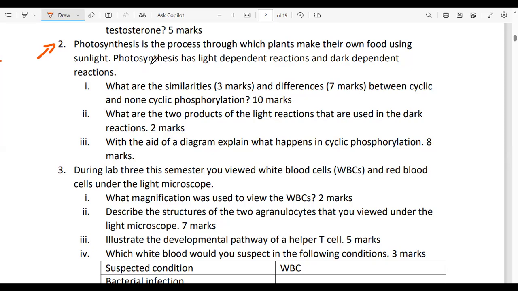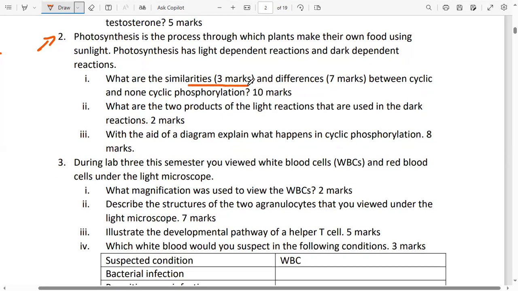phosphorylation? You can see that on the similarities they have indicated 3 marks, and the differences they have indicated 7 marks. Meaning on the similarities you have to give 3 of them, and on the differences you also have to give 3 of them. So let's look at it. We first want to state the similarities between the cyclic and the non-cyclic phosphorylation.